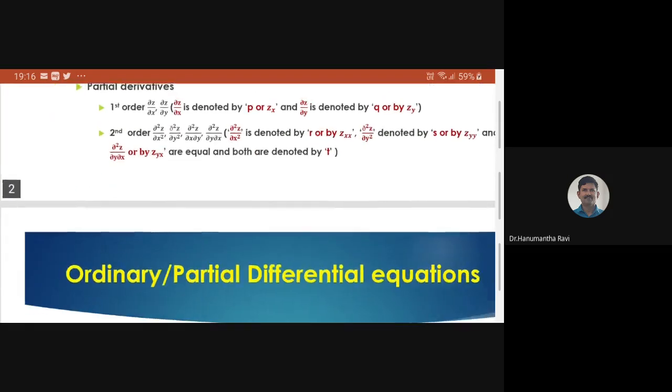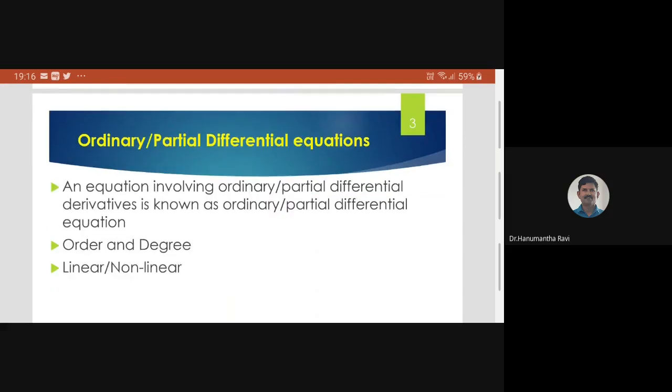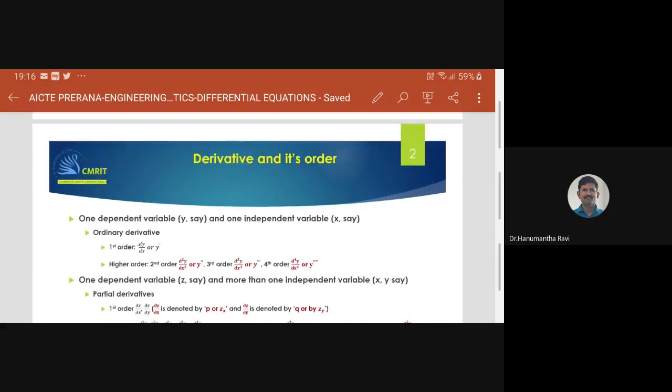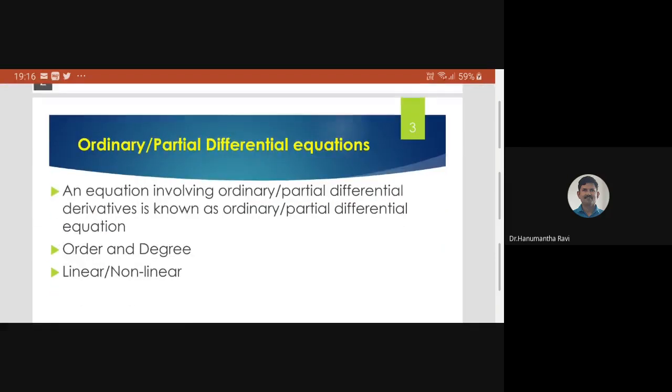Now, in the earlier slide we talked about derivatives and their order. There are two types of derivatives: ordinary derivatives and partial derivatives. And then we talk about equations.